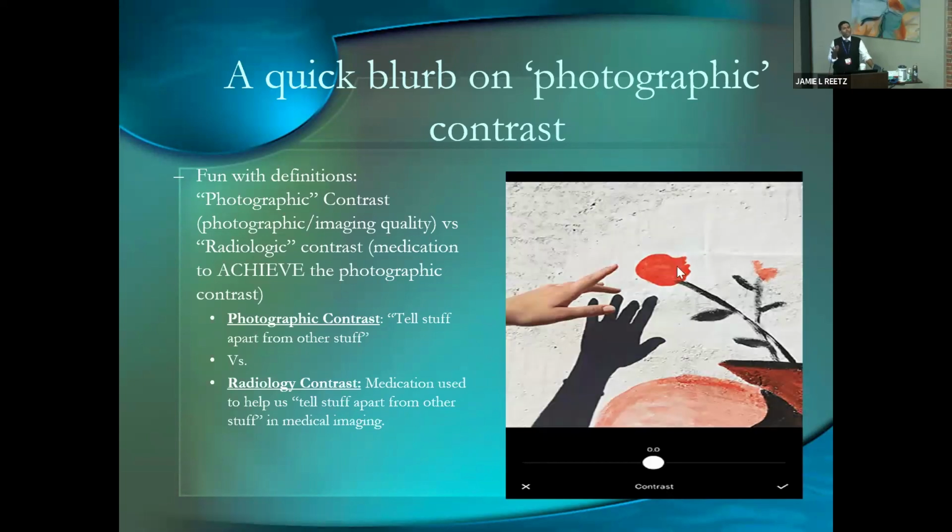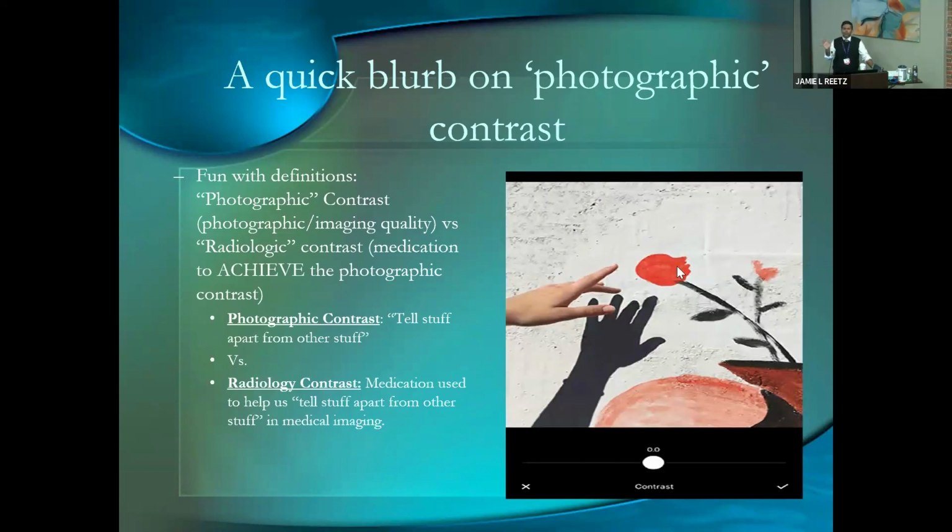So the photographic quality of contrast is this idea of how to tell stuff apart. Now, how do radiologists achieve the photographic quality of contrast? We give a medication that we very annoyingly also call contrast, a medication designed to tell stuff apart. The very pedantic way of saying it is radiologists use contrast to achieve contrast. The missing words that we don't tell people: radiologists use a medication called contrast to achieve a photographic quality called contrast. That photographic quality is really how to tell stuff apart from one another.